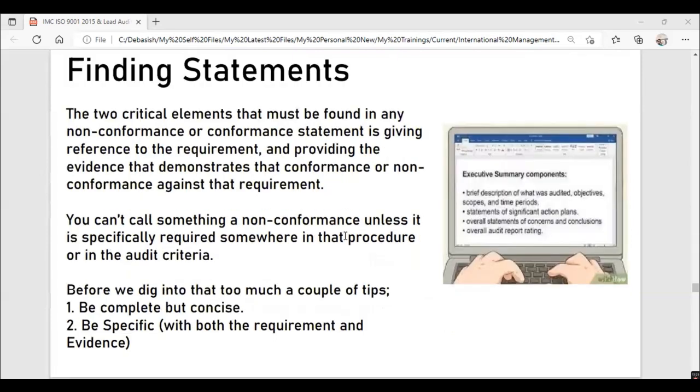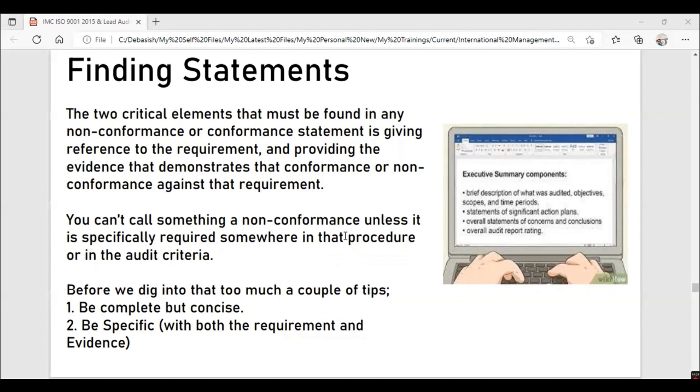The two critical elements that must be found in any non-conformance or conformance statement are giving reference to the requirement and providing the evidence that demonstrates that conformance or non-conformance against that requirement. You can't call something a non-conformance unless it is specifically required somewhere in that procedure or in the audit criteria. So you have to be very careful before reporting a non-conformance.